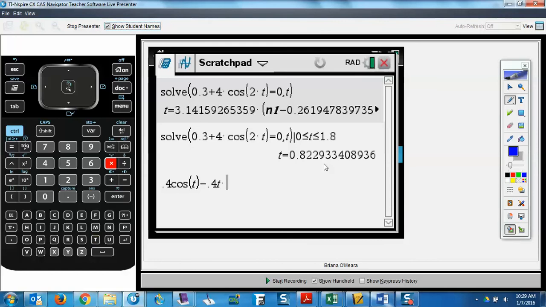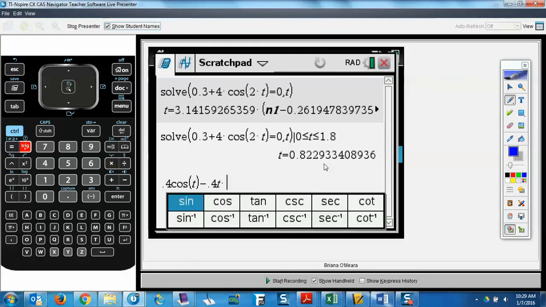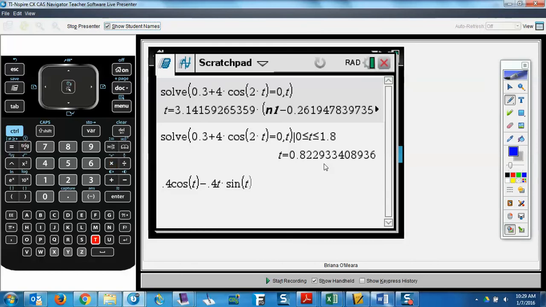times sine t. See what I mean? Because I'd have had to plug in that 0.8229. I'd probably need about 6 decimal places just to be safe, and then I'd have to plug it in like 3 different places. So what I'm going to tell the calculator now is a vertical bar, because remember, vertical bar means width or such that. What I want to do is evaluate that expression. Now remember, that's different than solving an equation. This is not a solve. I'm evaluating this, and I want to put t equals that.